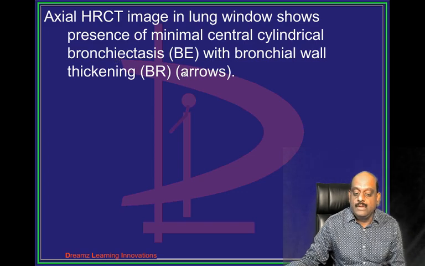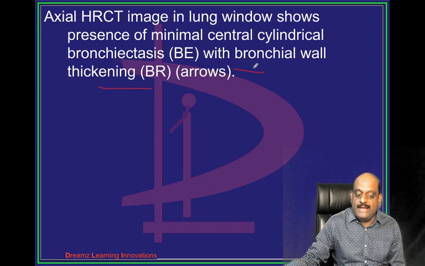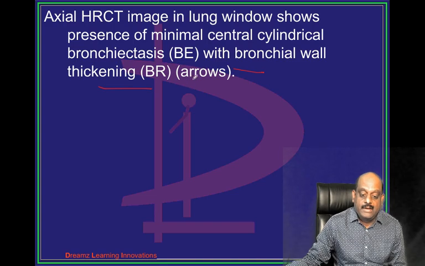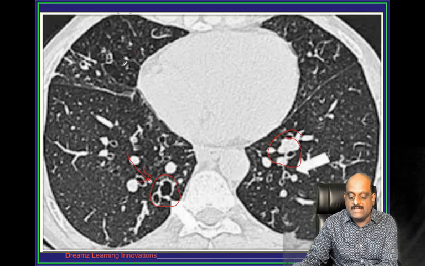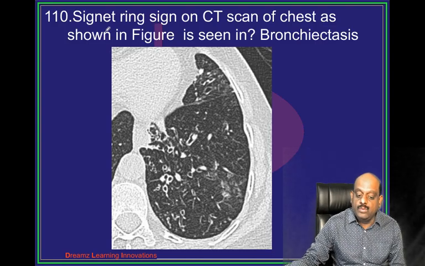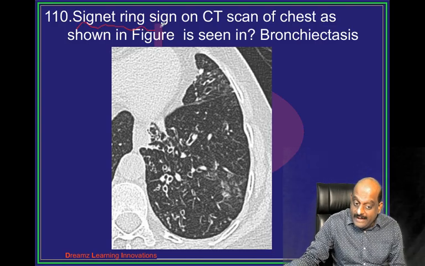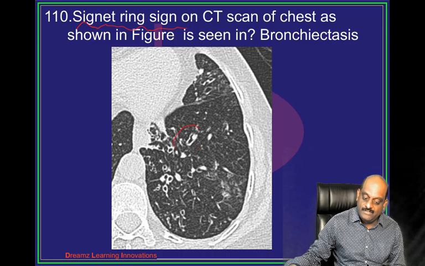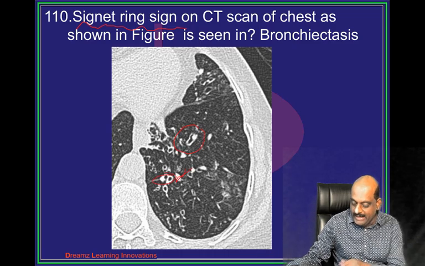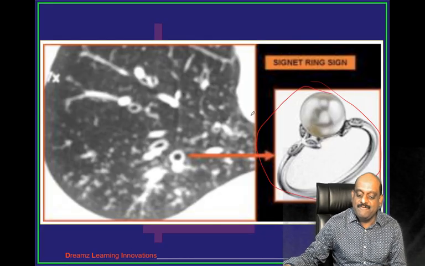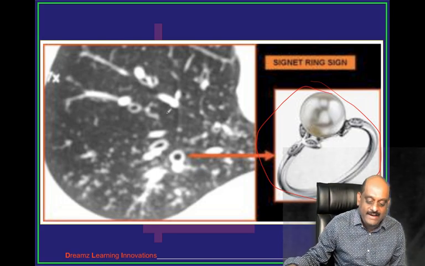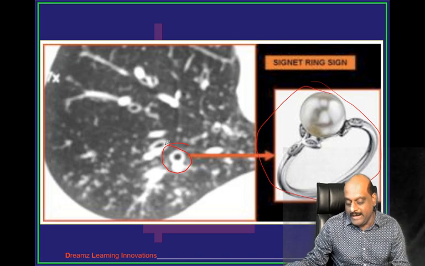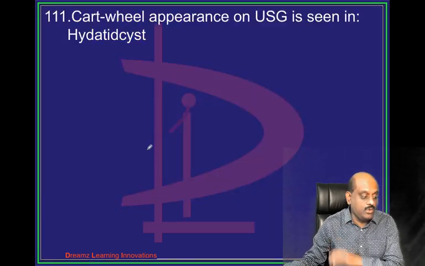Now, there is bronchial wall thickening with minimal central cylindrical bronchiectasis. One more thing, signet ring sign on CT. This thickening looks like a signet ring, a wedding ring. Signet ring sign in bronchiectasis.